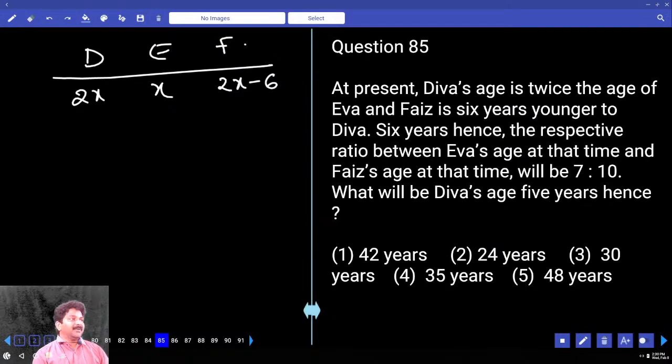Now, without solving the question, let us try. What is the present age of Diva? 2x. And what is the question? After 5 years. That means to this number you have to add 5 years, and that's the final answer. Is 2x an even number or odd number? To that we are adding 5. Then the answer must be? Go to options and see how many are there. Over.